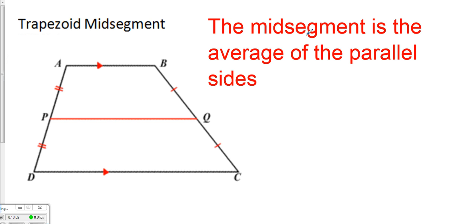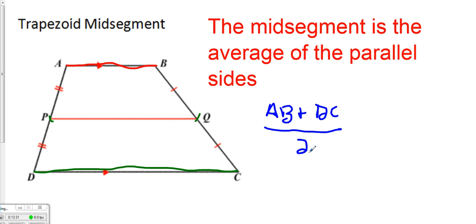Trapezoid midsegment. The midsegment is always the average of the parallel sides. So from here to here, whatever length that is, added on to this length from here to here, and then divided by 2 would give us this length. So if you wanted to write that out in this one, we would say AB plus DC all over 2. Okay, that's how we find an average. It's this one plus this one divided by 2 equals the length of PQ. Okay, that'll be very, very helpful.